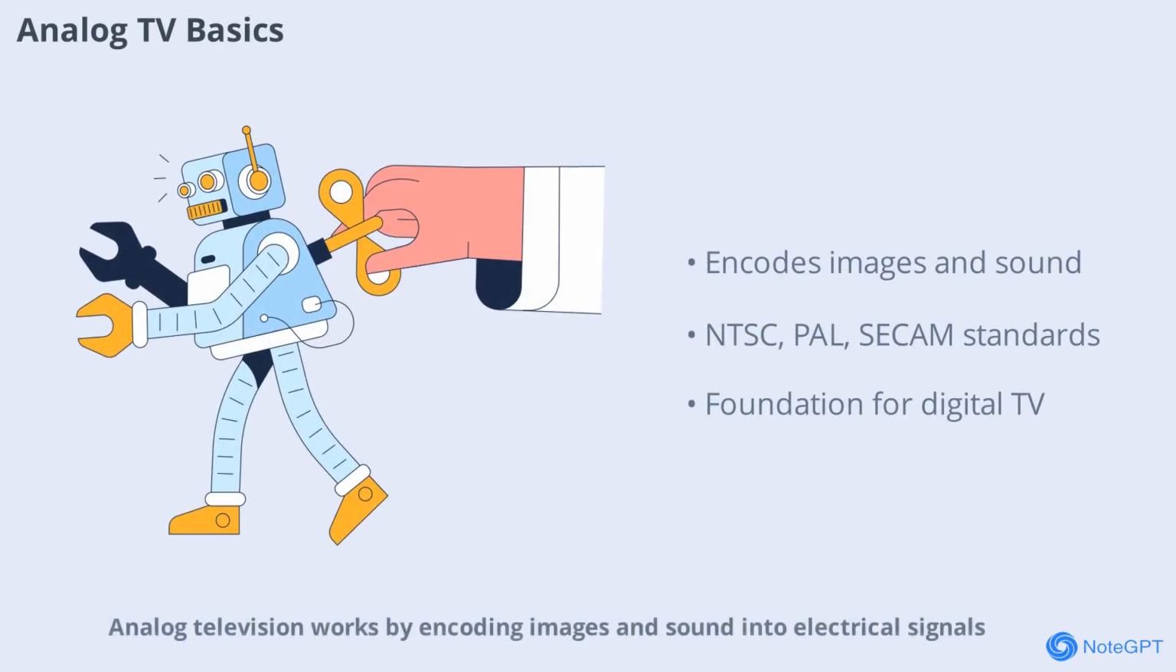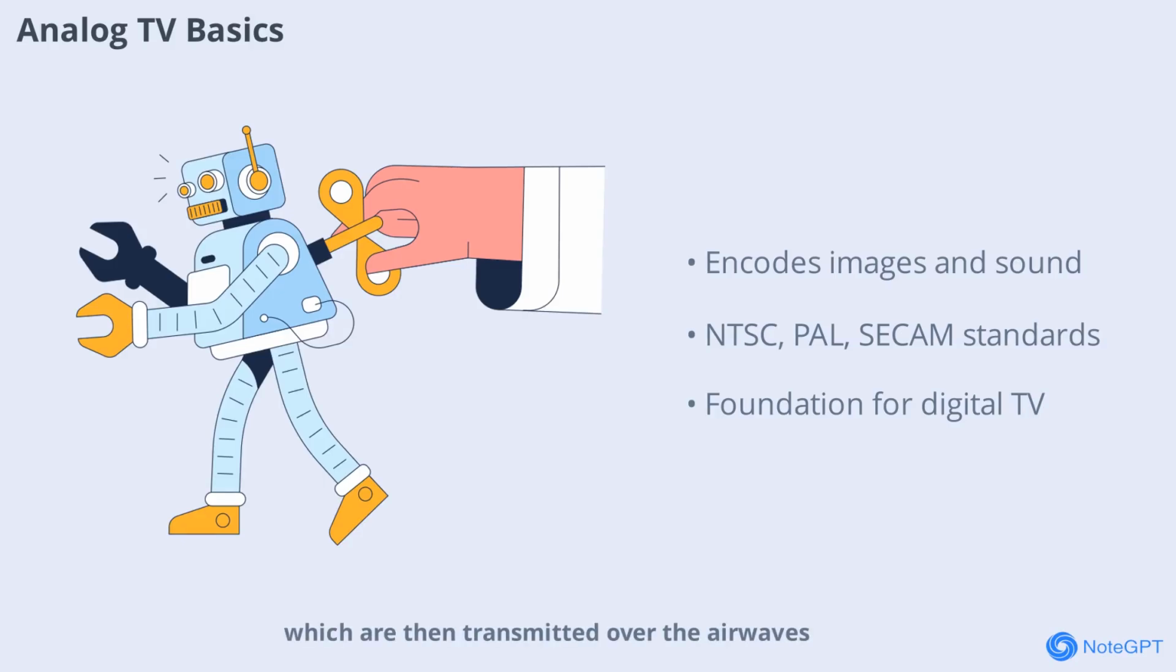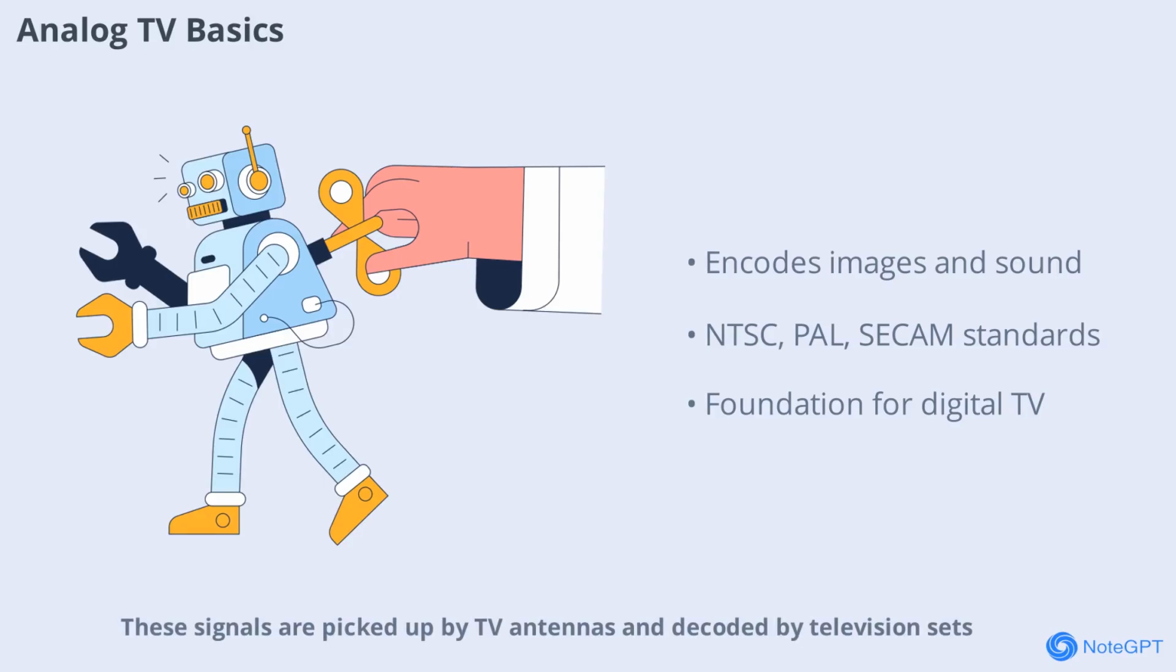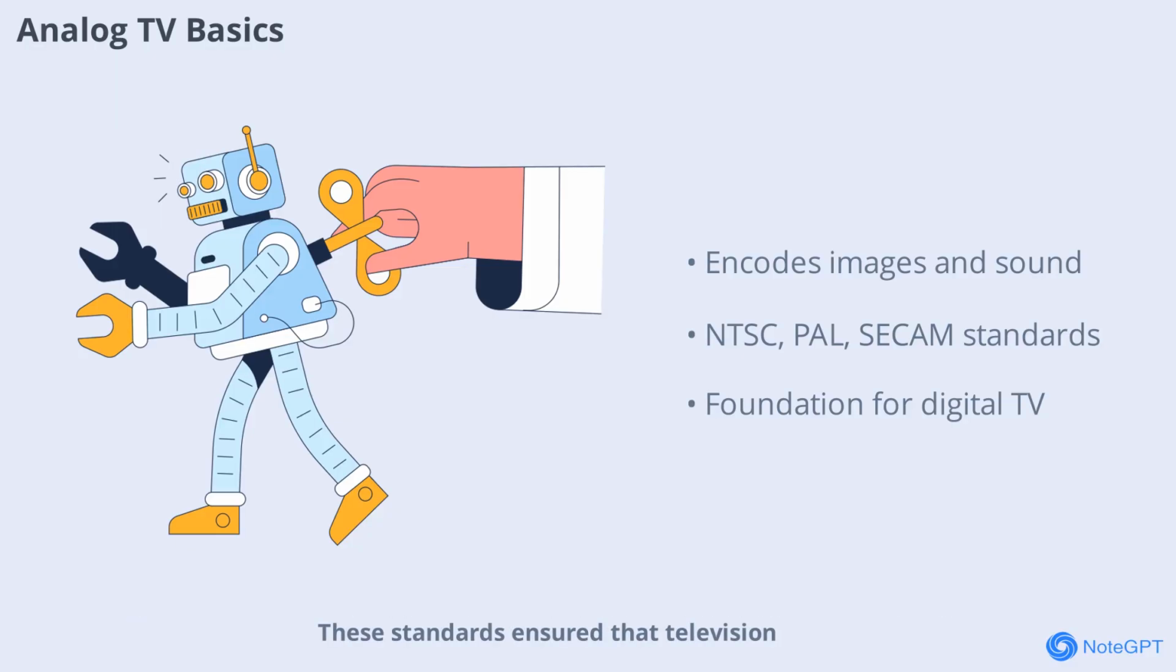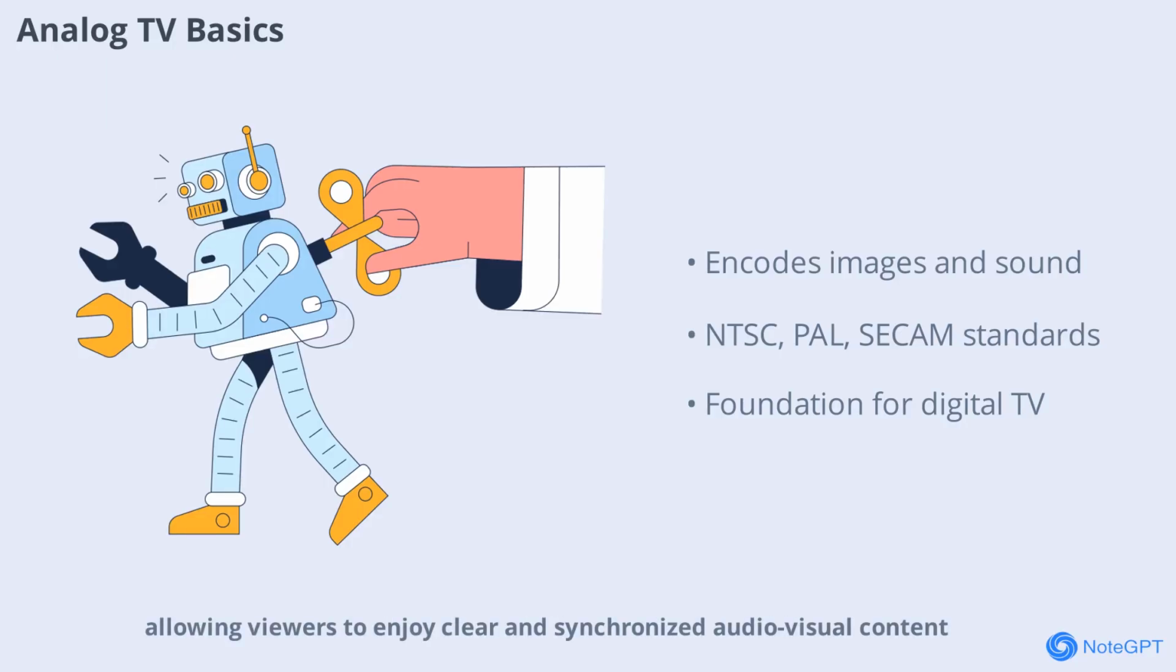Analog television works by encoding images and sound into electrical signals, which are then transmitted over the airwaves. These signals are picked up by TV antennas and decoded by television sets. The most common standards for analog TV included NTSC, PAL, and SECAM, each with its own technical specifications. These standards ensured that television sets and broadcast stations were compatible, allowing viewers to enjoy clear and synchronized audiovisual content. Analog TV laid the groundwork for the digital systems we use today.